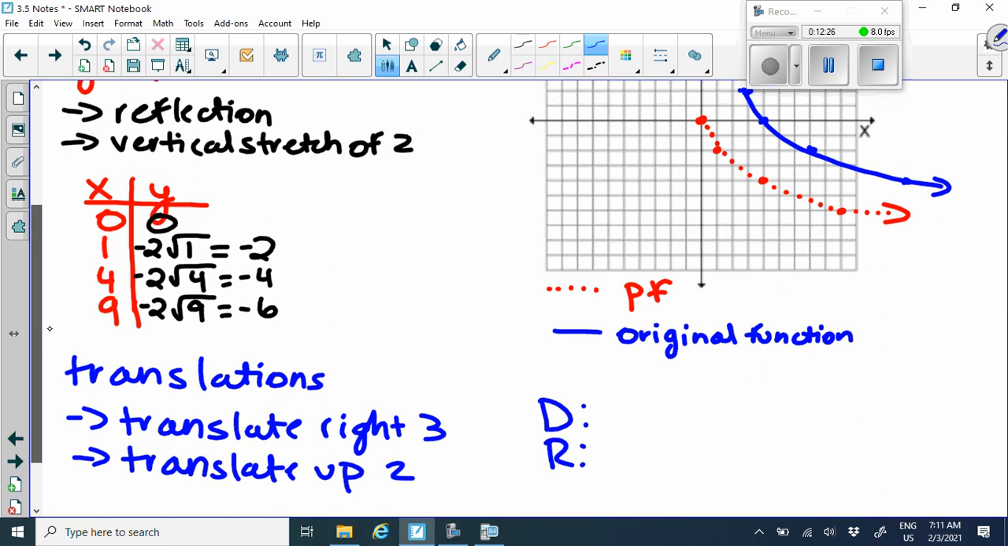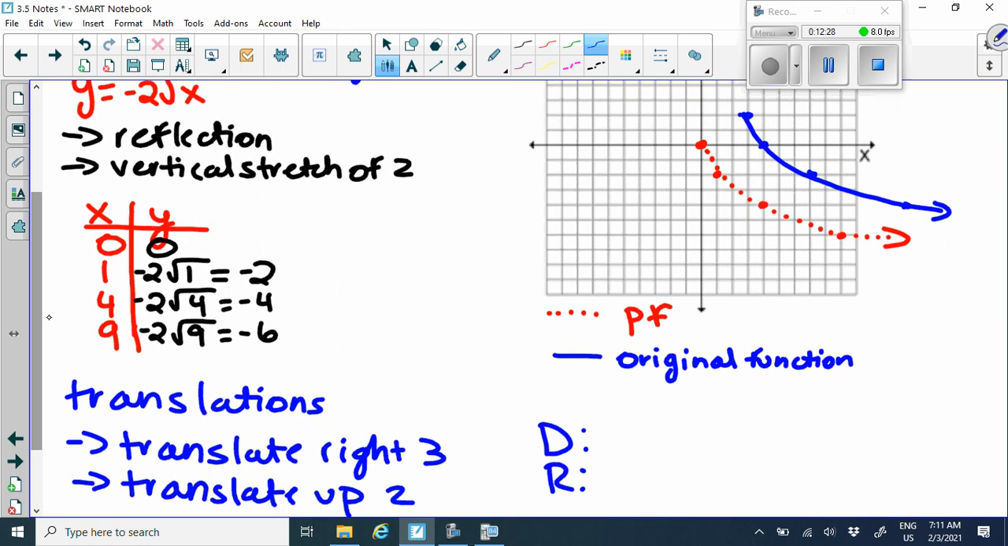So domain. For domain, we're actually going in the positive x direction, so our smallest x value is going to be 3. So you're basically looking at your starting point. So it is 3, and since we are going in the positive direction, it's going to go to positive infinity.